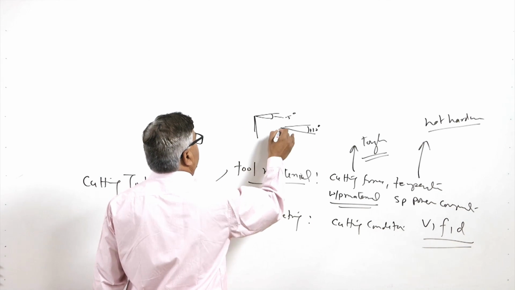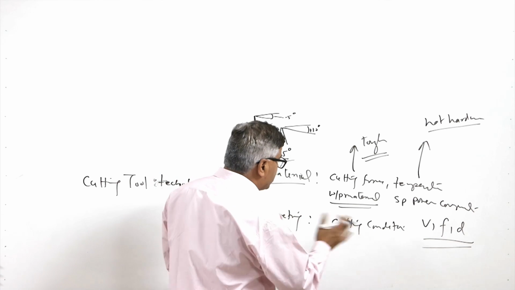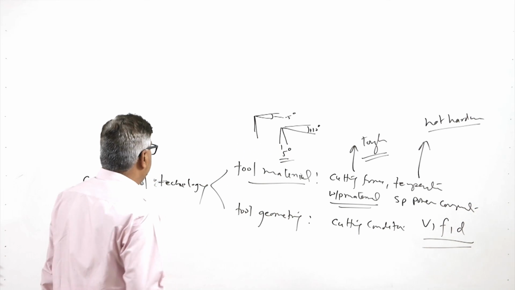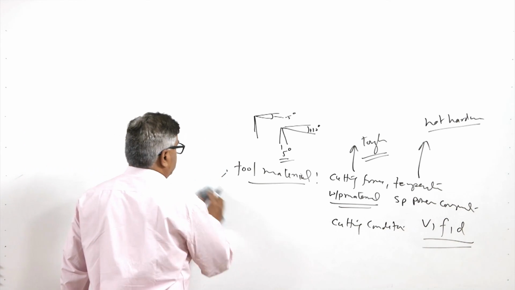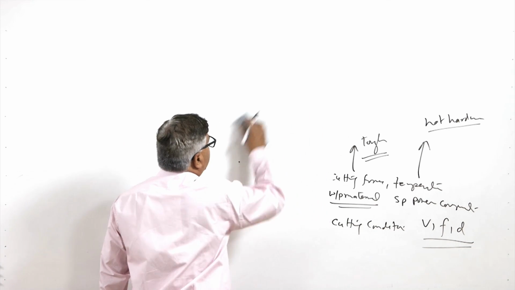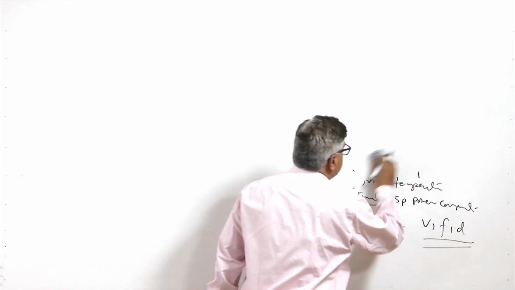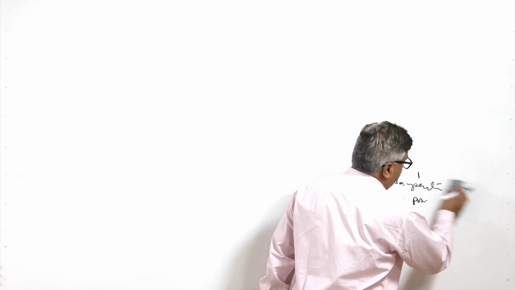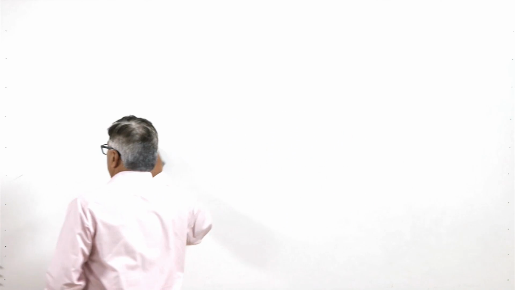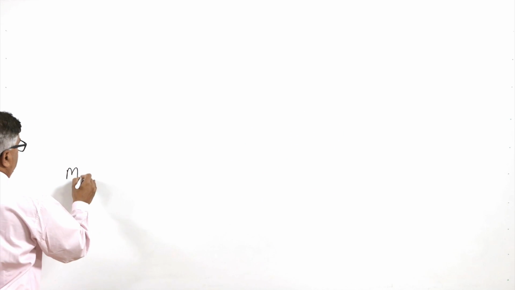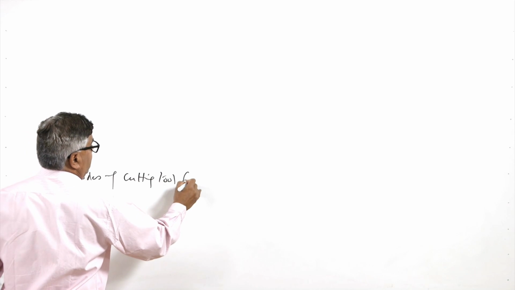Similarly, the relief angle or the clearance angle is usually given as low as possible, about 5 degrees, so that the rubbing between the tool and the workpiece can be avoided. These are the two aspects related to the tools which will significantly govern the life of the tool and the failure tendency. Considering these, there are three common modes of cutting tool failure.